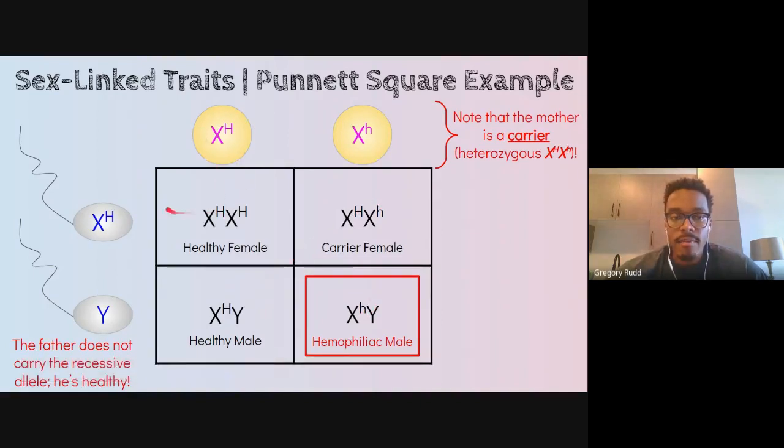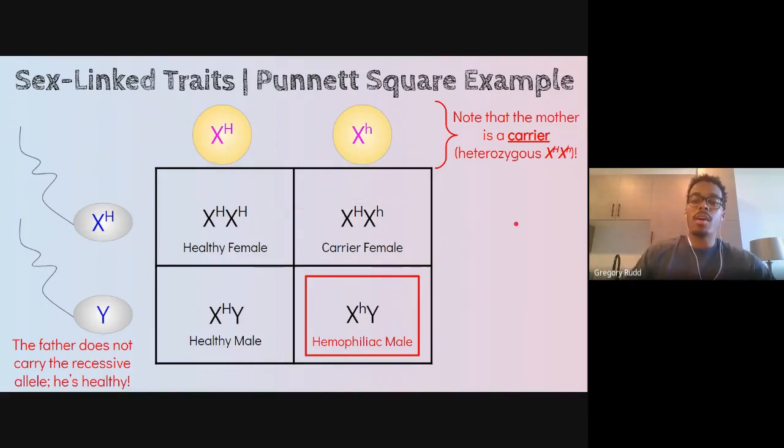They only have the one opportunity. Females can have the dominant allele on either one of their X chromosomes. It could be on this one, or it could be on that one, or it could be on both. And in any case, it would still prevent them from having the disorder. But men only get the one chance. Otherwise, they will have it.